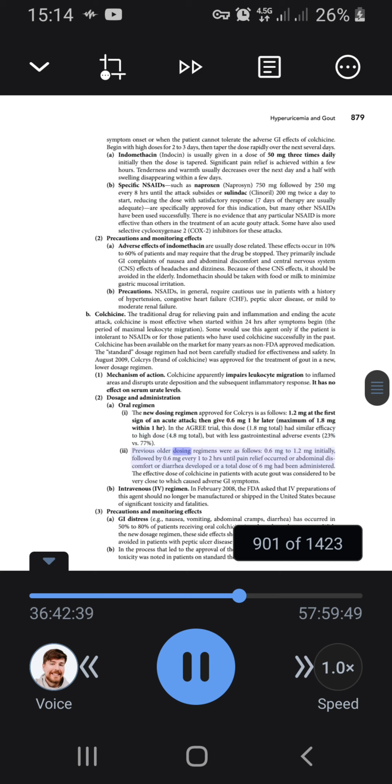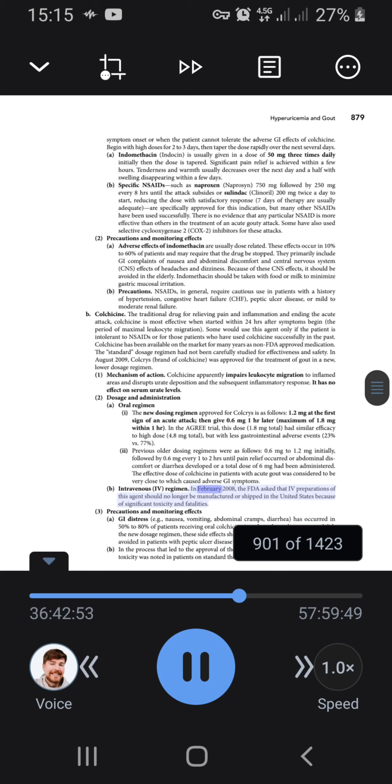Previous older dosing regimens were as follows. 0.6 milligrams to 1.2 milligrams initially, followed by 0.6 milligrams every 1 to 2 hours until pain relief occurred or abdominal discomfort or diarrhea developed or a total dose of 6 milligrams had been administered. The effective dose of colchicine in patients with acute gout was considered to be very close to that which caused adverse GI symptoms.